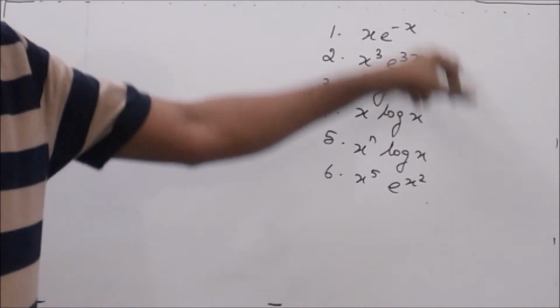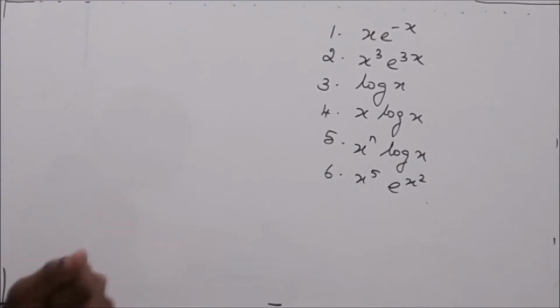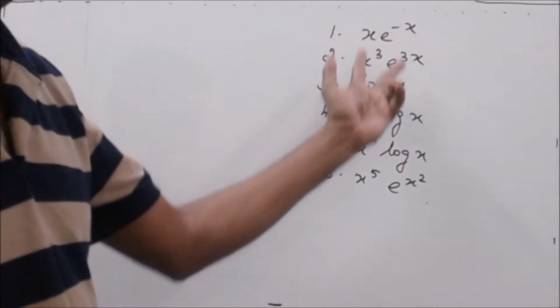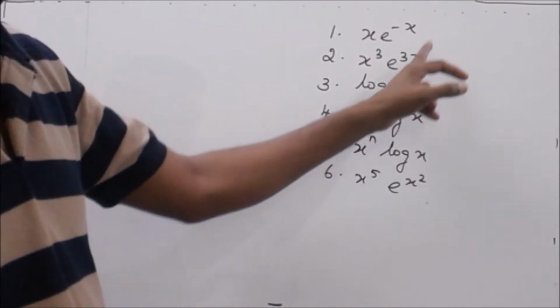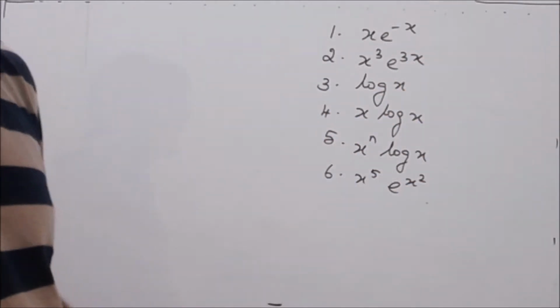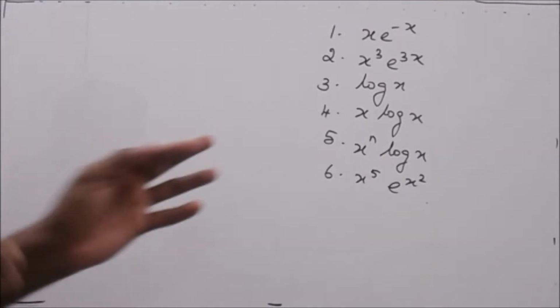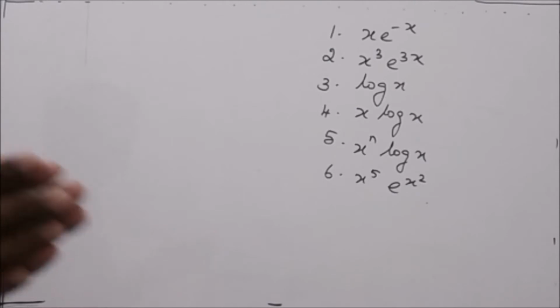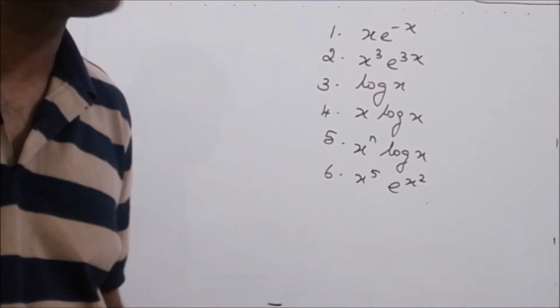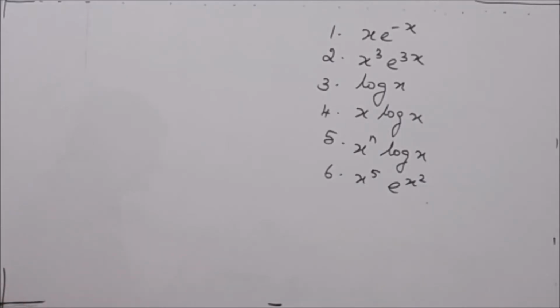In these typical problems, which one is taken as u? There are two functions in a product. Here only one function is left. There are 5 functions here, each containing a product of 2 functions. So in these types of cases we can apply integration by parts.